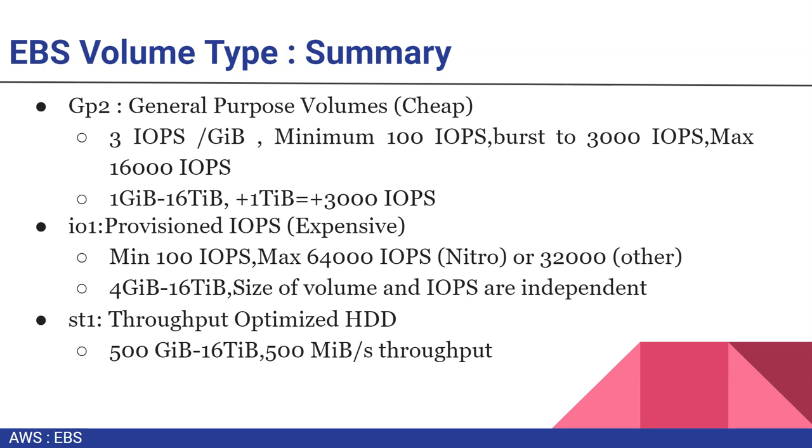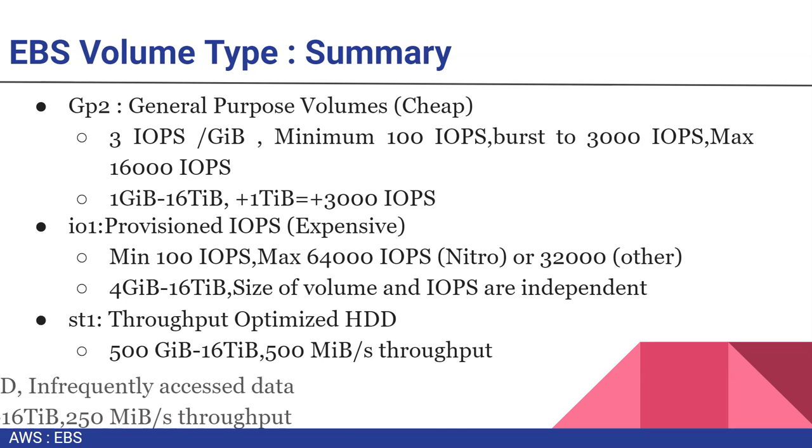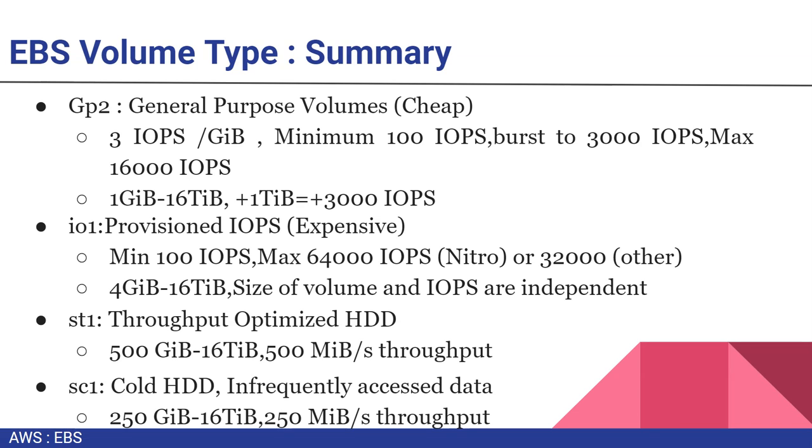The storage is 500 gigabytes to 16 terabytes, and 500 Mbps is the throughput. And the last one is SC1, the cold hard drive that is used for infrequently accessed data. There is some degradation, and this is 250 gigabytes to 16 terabytes, and 250 Mbps is the throughput. So this is all about EBS volumes, which you can use in different scenarios based on your application, deployment and use case.